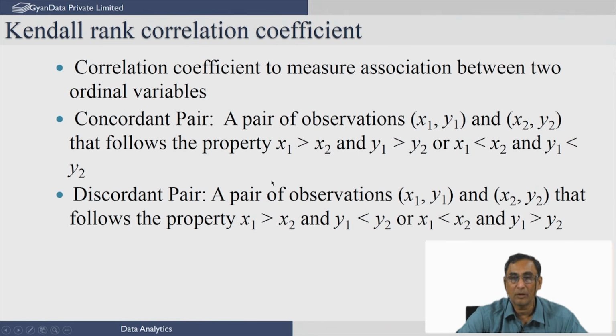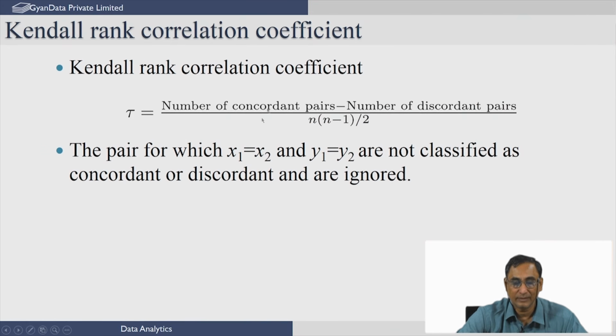On the other hand, if there is an opposite kind of relationship, so if you take two data points x1, y1 and x2, y2, and we find that x1 is greater than x2 but the corresponding y1 is less than y2, or x1 is less than x2 but y1 is greater than y2, then we say it is a discordant pair. So, we take every pair of observations in your sample and assign whether it is a concordant or discordant pair. Let us take an example and look at it.